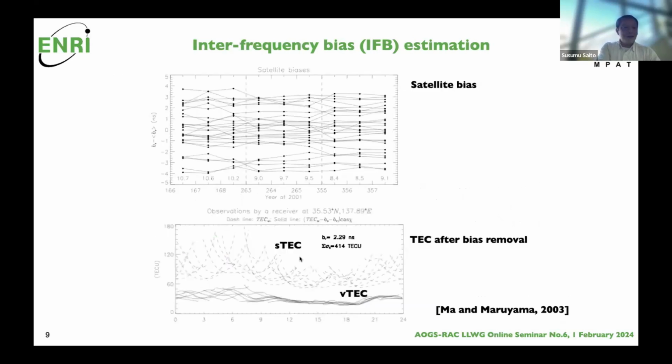So by estimating these biases and applying the bias correction, we can have the absolute TEC. And then we can convert the slant TEC back to vertical equivalent TEC. Without bias estimation, the conversion from slant to vertical becomes very erroneous.